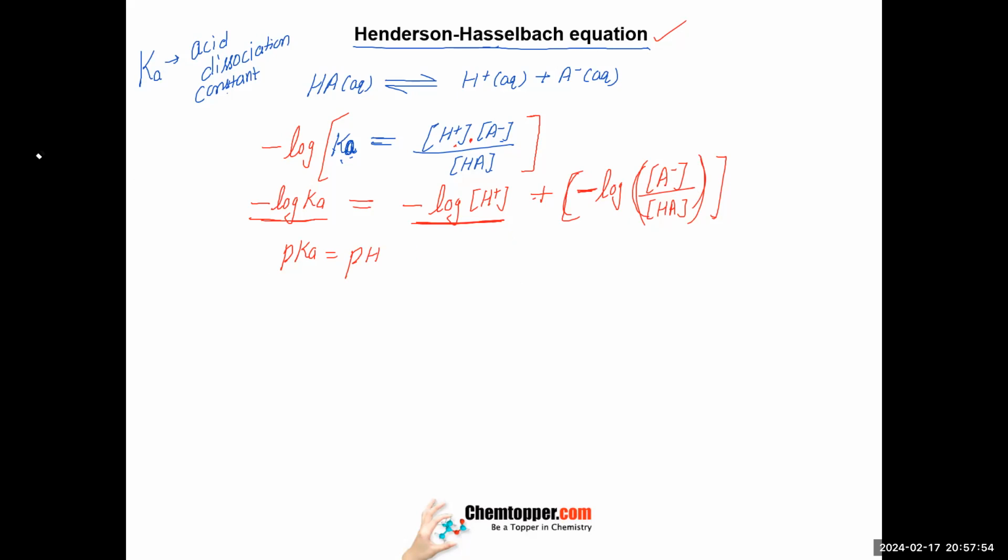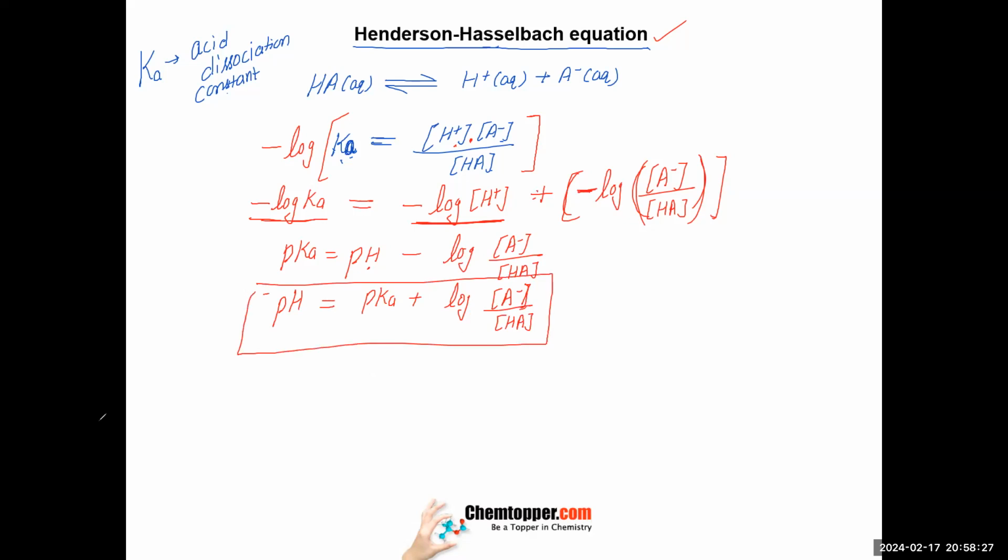So this plus minus will become minus log concentration of A minus over concentration of HA. Rearrange this equation in terms of pH. When I rearrange it, it will become pH equals pKa plus log concentration of A minus over concentration of HA. This is your Henderson-Hasselbalch equation. This is the pH of the buffer.